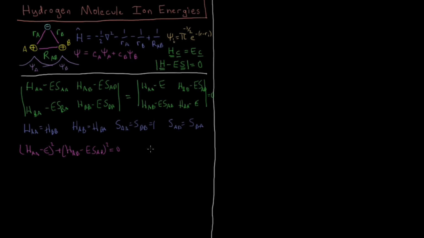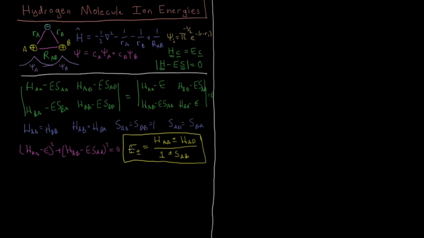So when you solve that, you end up getting two solutions because of the square here when you solve for E. You should be able to convince yourself that the algebraic final result for our two states is going to be HAA plus or minus HAB over 1 plus or minus SAB.